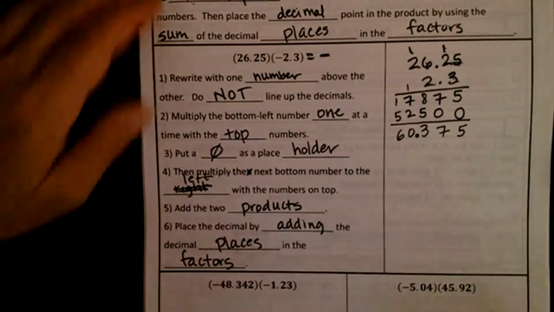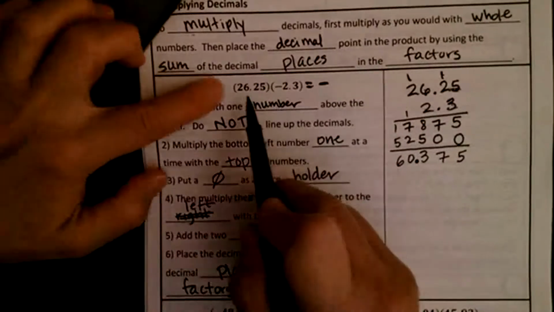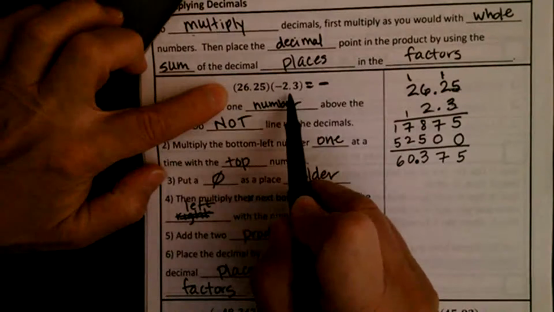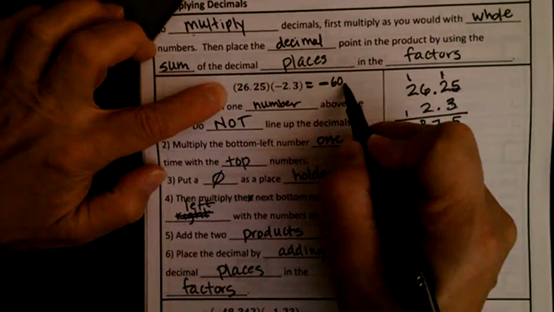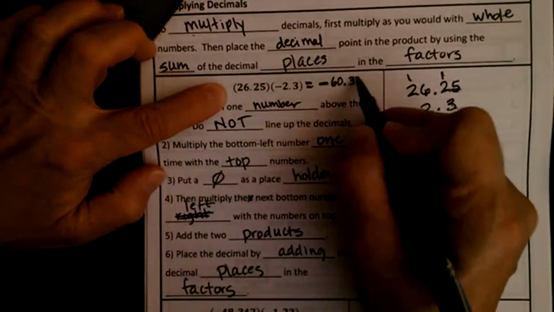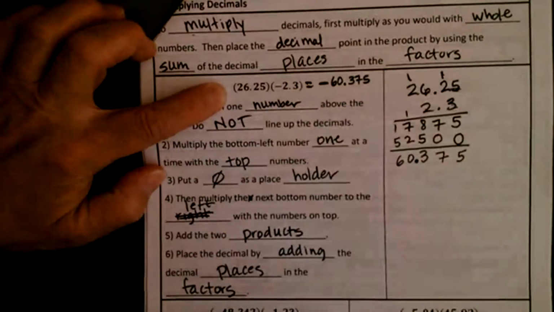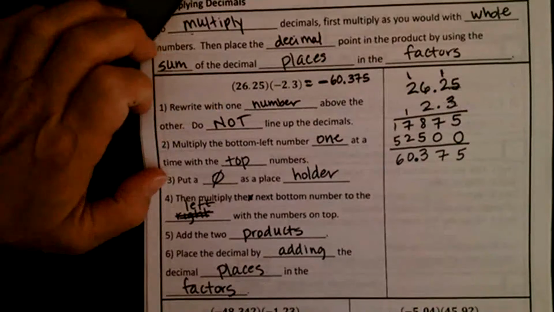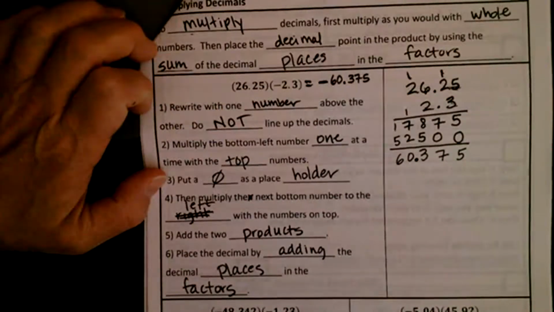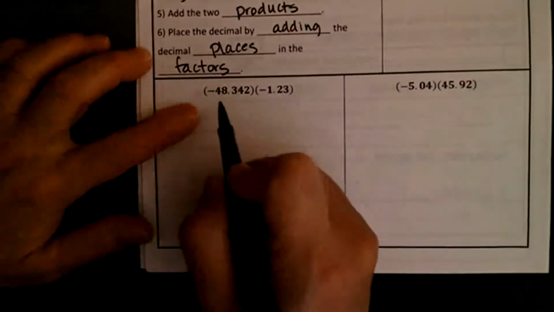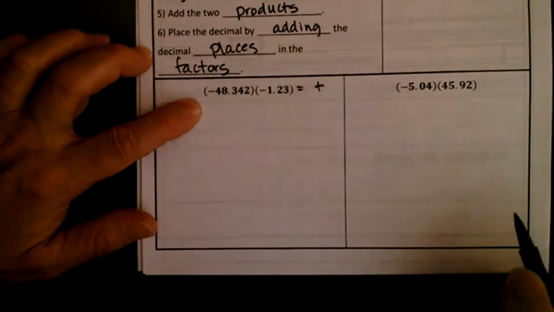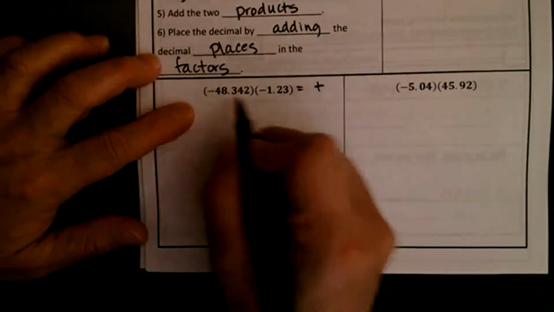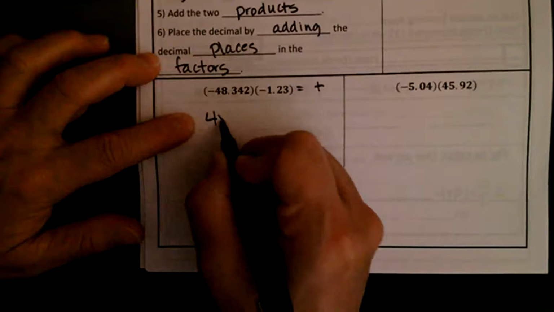So remember, the answer had to be negative though, because we had a positive times a negative. So our answer is negative 60 and 375 thousandths. That's the answer. Okay. We have two more, and this is really just to show you that with a negative times a negative, our answer is going to be positive. Okay. So let's do this one. And again, I'm going to write the big long one first.